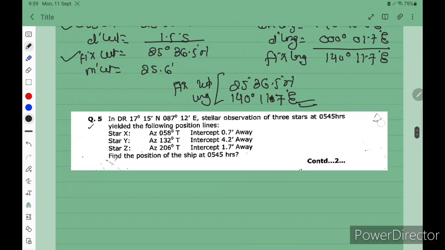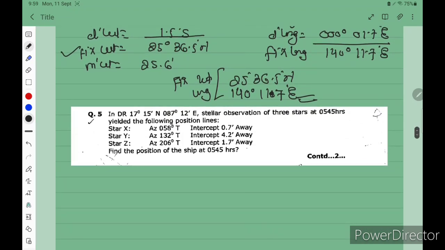Okay, so our next question is DR. Question DR is 17 degree 15 minute north, 087 degree 12 minute east. Stellar observation of the 3 stars at 0545 hours.